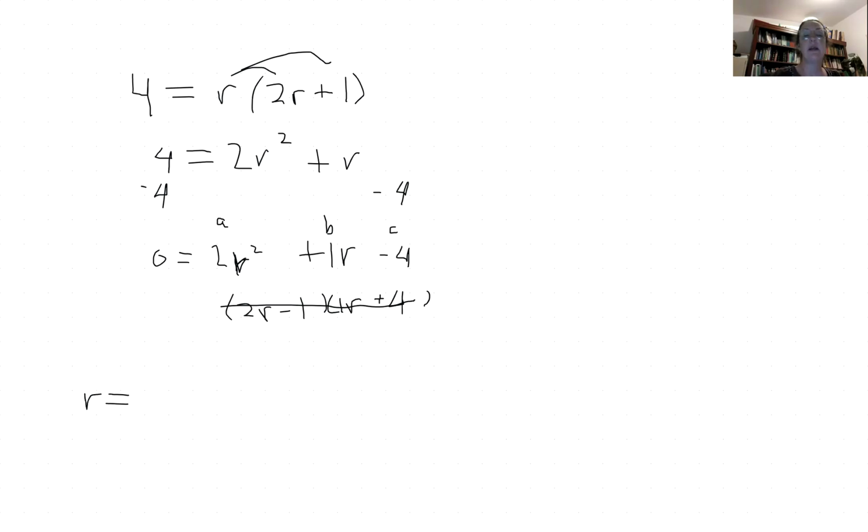So r equals -b plus or minus the square root of b squared minus 4 times a times c, all over 2a.